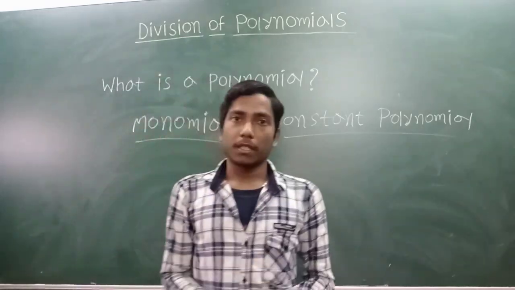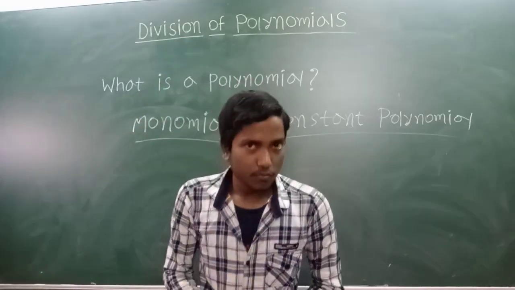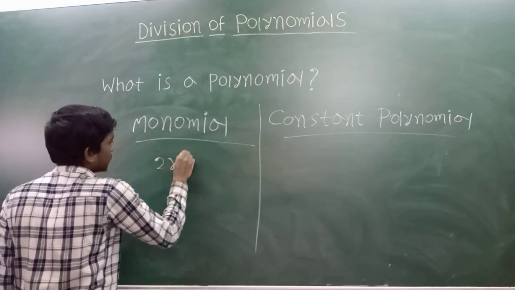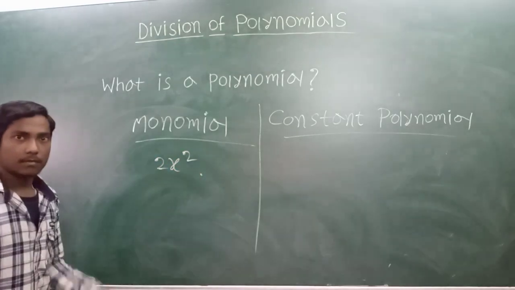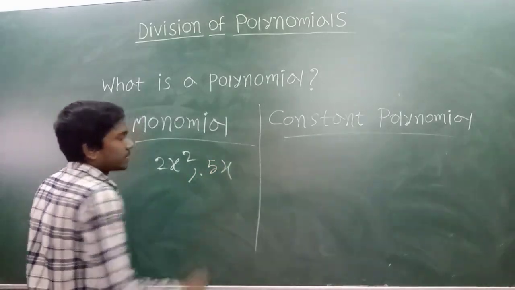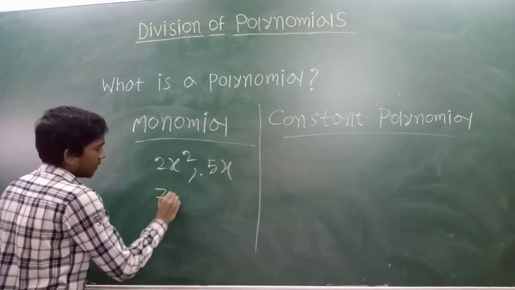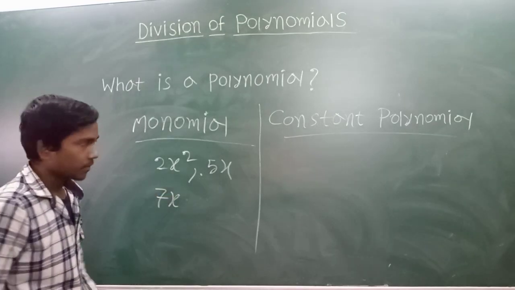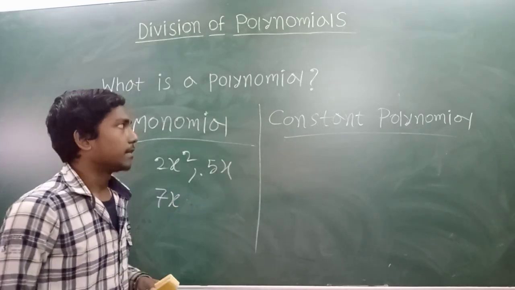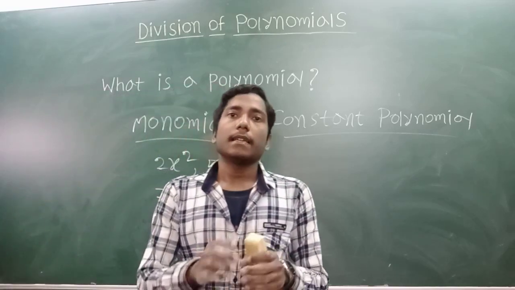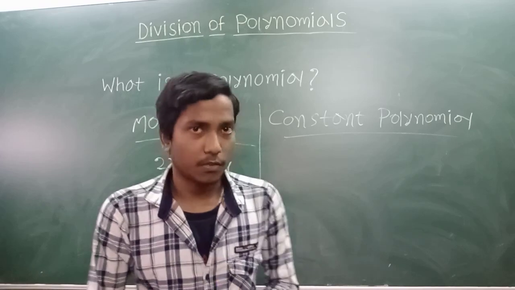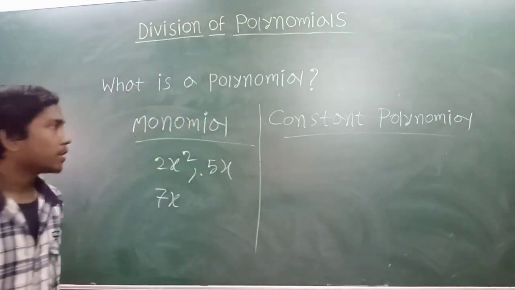Okay. And when we take monomial, it means a polynomial where the number of terms is equal to 1. Okay. So let's take an example. 2x squared. This is the monomial. The number of terms is 1. 5x. This is the monomial. 7x. This is the monomial. Okay students, so monomial is a polynomial where the number of terms is 1. It means we can break any polynomials. Actually a polynomial consists of many monomials. Okay students. And what is constant polynomial?